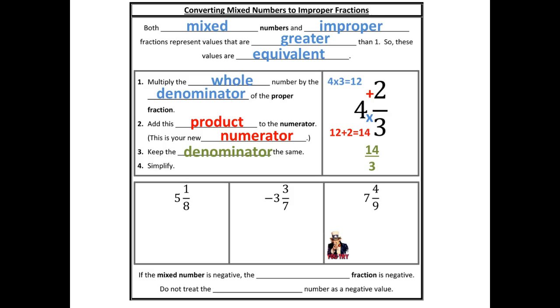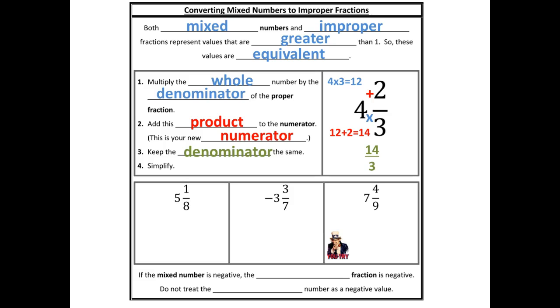Then I would simplify. Now be careful, because usually simplifying means turning improper fractions into mixed numbers. However, in this case, if I were going to add or subtract or multiply or divide this fraction, I would want to leave it as an improper fraction.